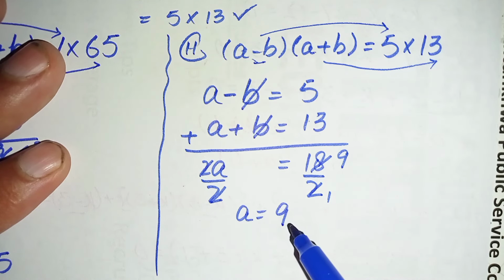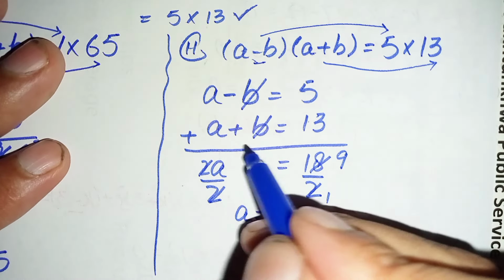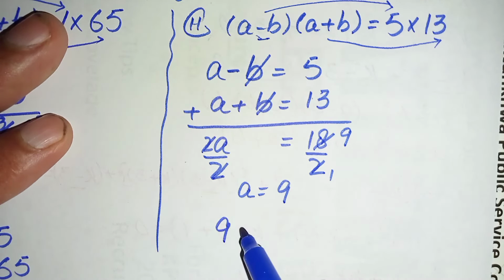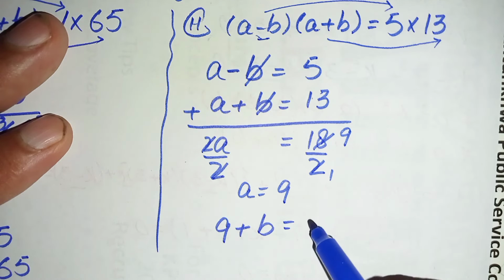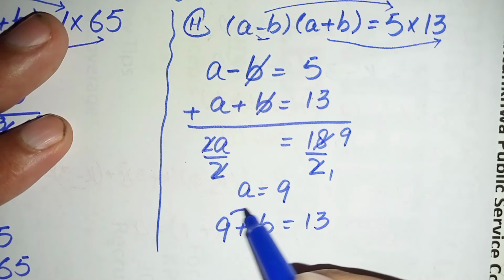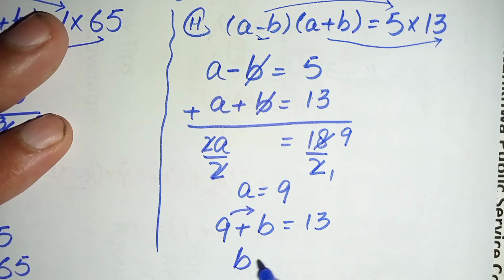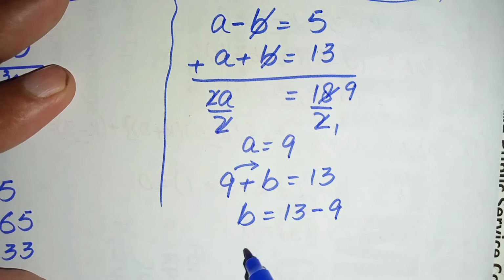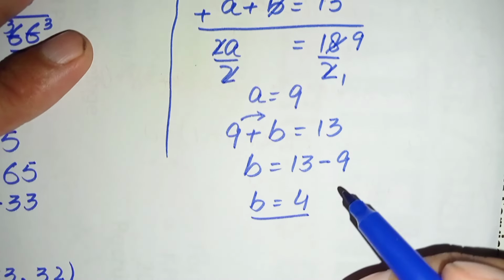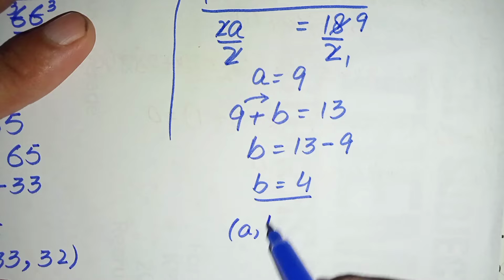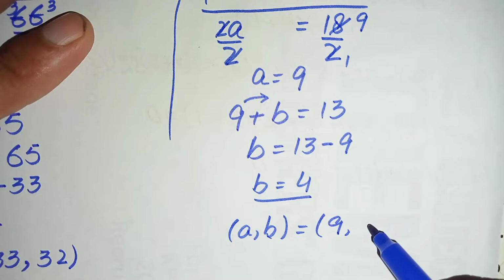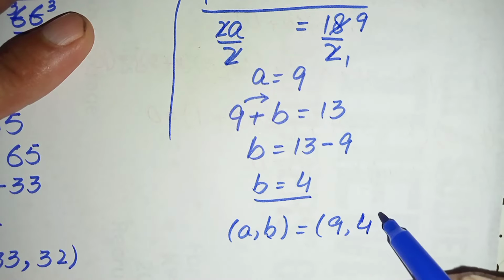Now to find the value of B here, again we will substitute this value of A in this one equation. So this equation is A plus B is equal to 13. So A is 9 plus B is equal to 13. Now again we will move this 9 to the right hand side, so this will become negative 9. So this will become 13 minus 9. Now 13 minus 9 is 4. So the value of B will be 4. Now here we get the second solution, that is A comma B is equal to, the value of A is 9 and the value of B is 4.